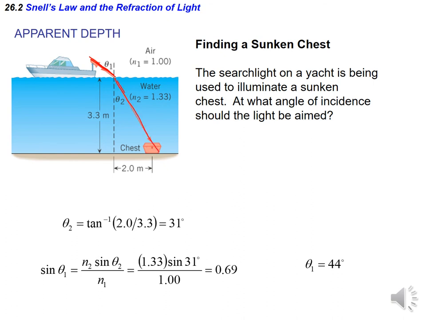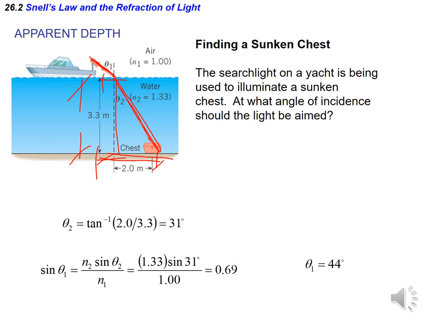In this problem, here is the incident ray, or this is the refracted ray. From the surface of the water to the location of the chest, that's 3.3 meters. So this is the depth, or the height. And then from this to the chest, the distance is 2.0 meters. So that is the horizontal distance. Again, the horizontal distance is 2.0 meters. The vertical distance is 3.3 meters.